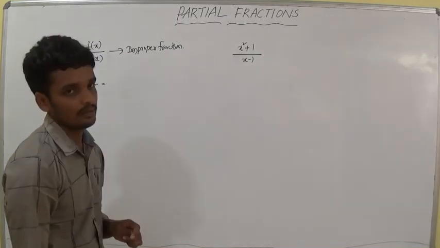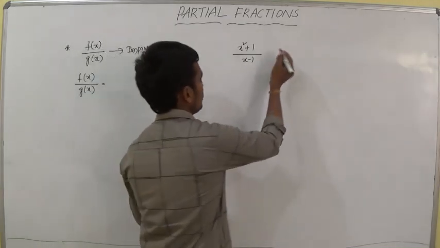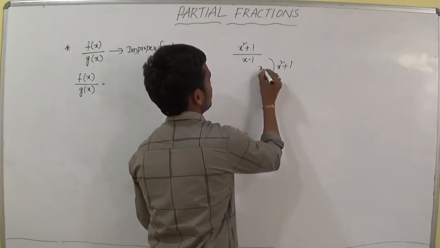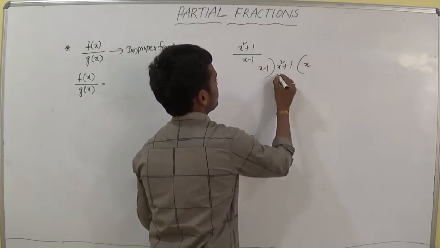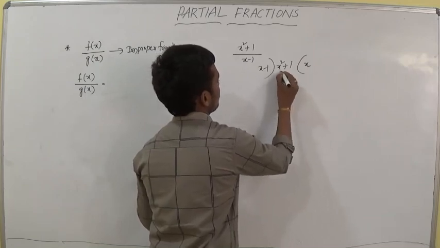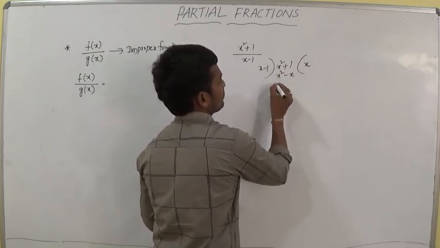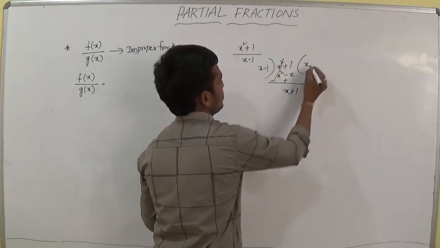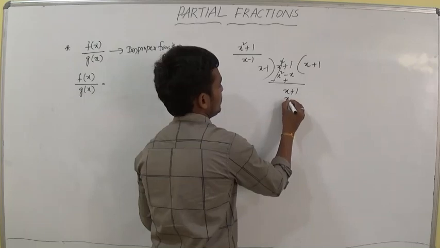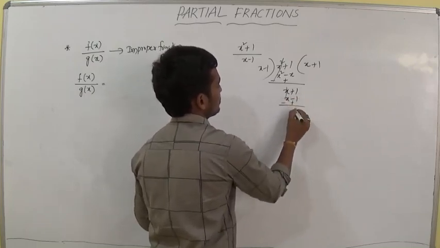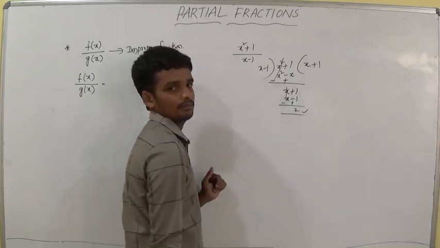x square plus 1 by x minus 1. So we are dividing by the long division method. X square plus 1 with x minus 1. Taking x times x minus 1, sorry, x square minus x. Minus plus, these two are cancelled. X plus 1. You are taking one time x minus 1. That means minus plus, these two are cancelled. You are getting some remainder.